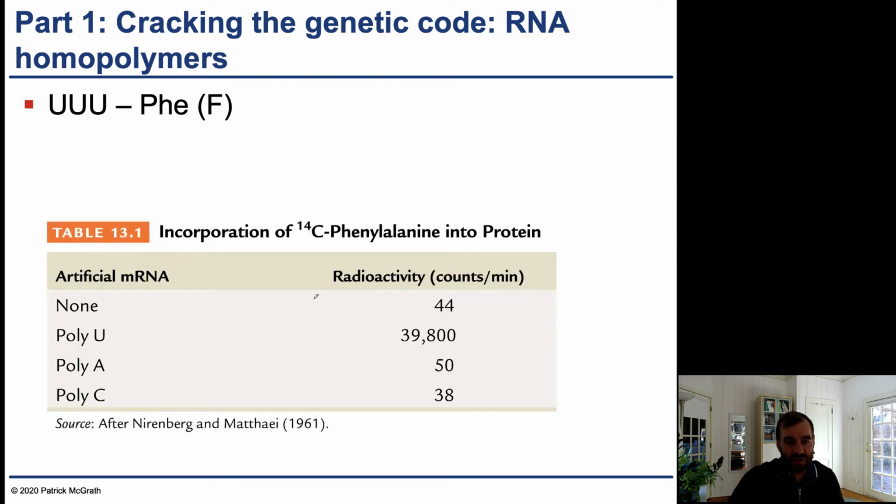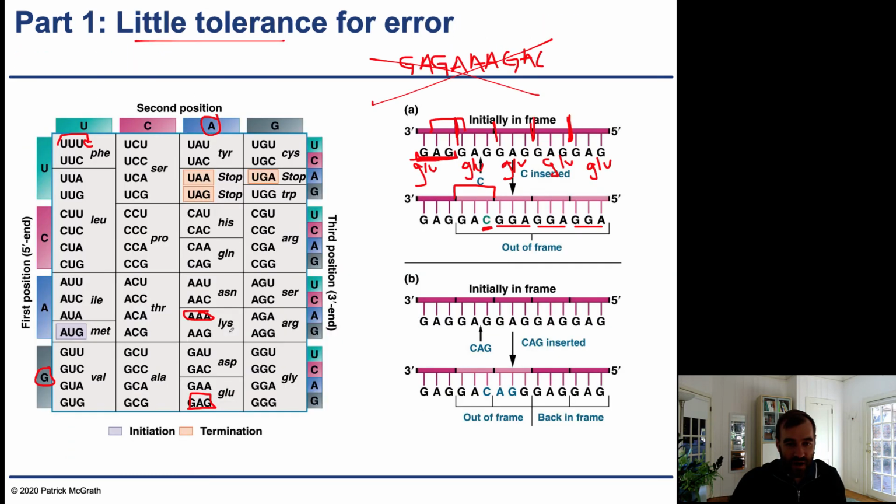So this is the first step of cracking the genetic code. What happens if you did this with all U's? The artificial mRNA that you created was all U's, and then they measured the incorporation of a specific amino acid, which was phenylalanine. And so this is the first step. This is the first square of 64 that you can now enter.